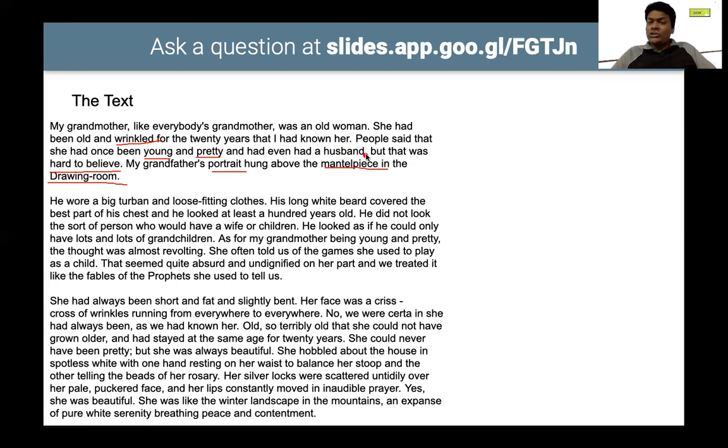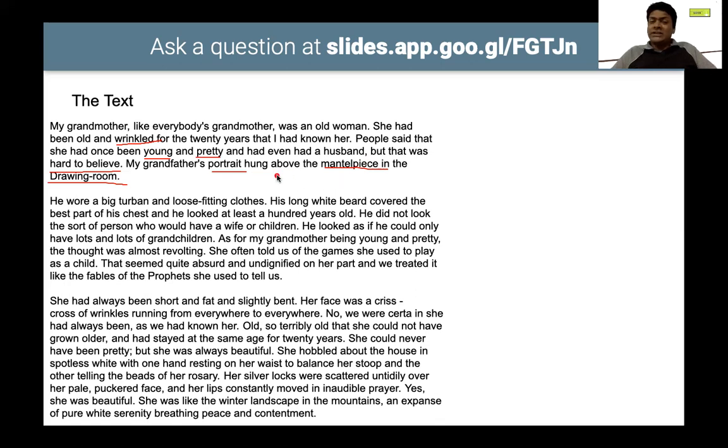And the author also stated that people used to say that his grandmother had once been young and pretty, beautiful, and even had a husband. It means now she is a widow. But that was hard to believe. The writer could not believe it because he saw his grandmother as old, so that is why he could not believe that.